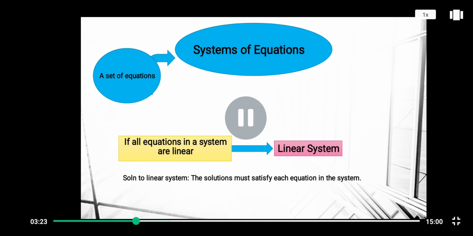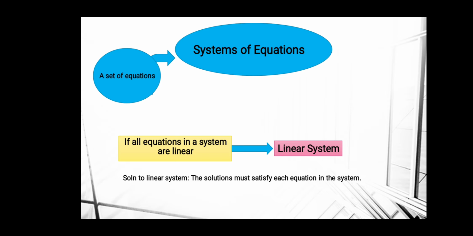After that, the next question is when we call a system linear. Firstly, when we collect equations in one set, it is called a system of equations. If all the equations in that system are linear, then that system is called a linear system. A solution to that linear system must satisfy each and every equation in that system. This is the final solution.